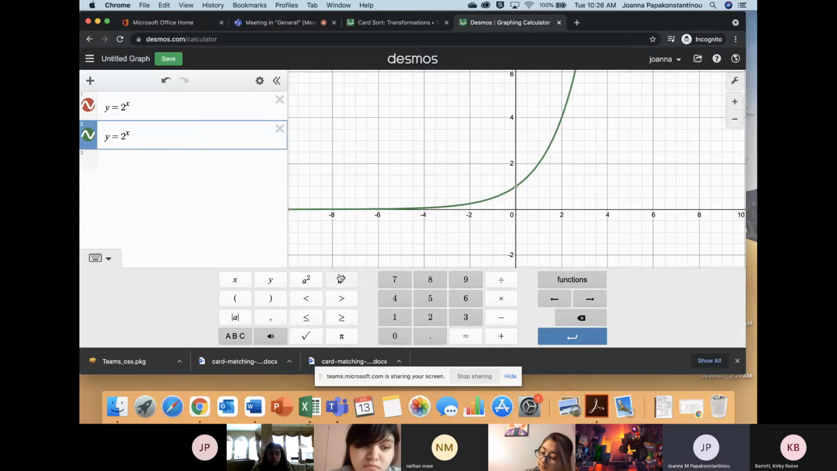If I subtract 5 from that x, what is the transformation? What does the image function look like? Describe the transformation.